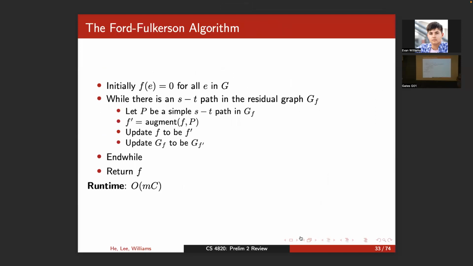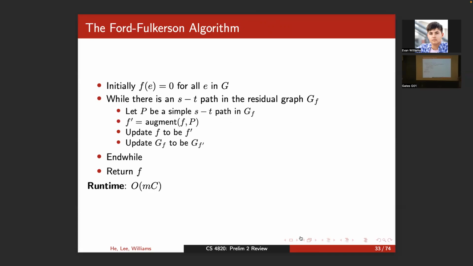Okay. Ford-Fulkerson algorithm also should be very familiar. It's basically exactly what we just went over. You're making residual graphs, you're finding an augmenting path, and you're going to update the flow if you can find an S-T path. Once you can't find an S-T path, you're done. Return the flow. And the runtime is m times c, the number of edges times the value of the flow.